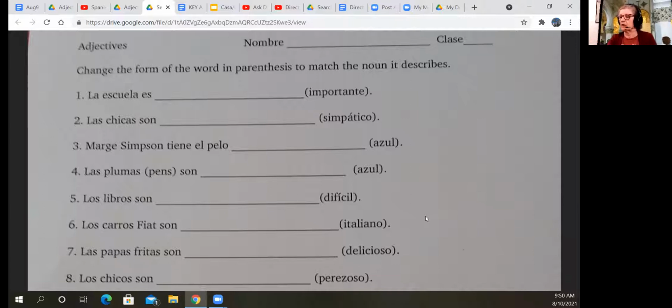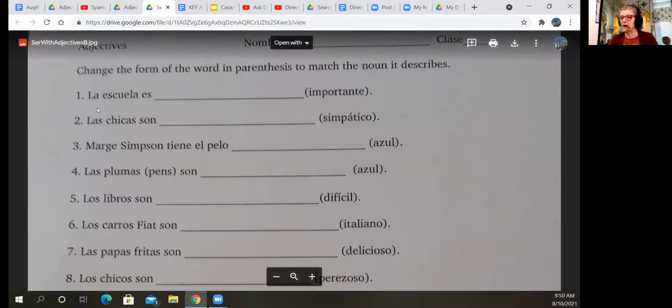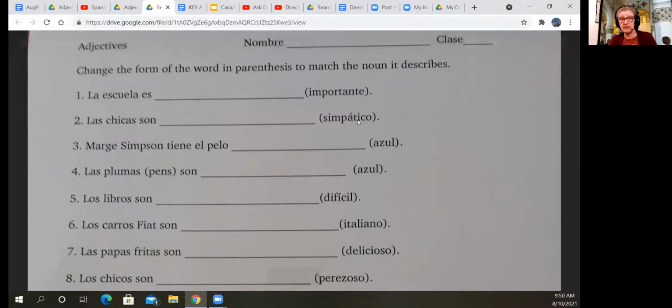So let's take a quick look down this list to see if there are any words that might not be super obvious. Escuela, school. Okay. Chicas, girls. Simpático means nice, a nice person. Simpático has a more elevated meaning in Spanish than nice does in English.